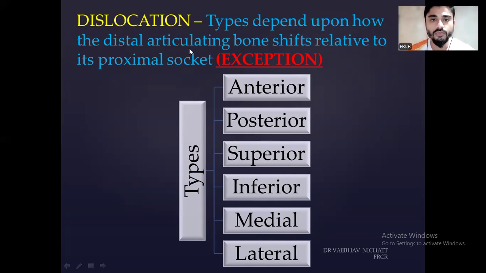In the whole body, dislocations are labeled on the basis of the movement of the distal articulating bone as compared to the proximal bone or proximal socket. You should remember the distal articulating bone is important. There is only one exception to it. Depending upon the movement of the distal articulating bone, dislocations are classified into anterior, posterior, superior, inferior, medial, and lateral, so 6 types.